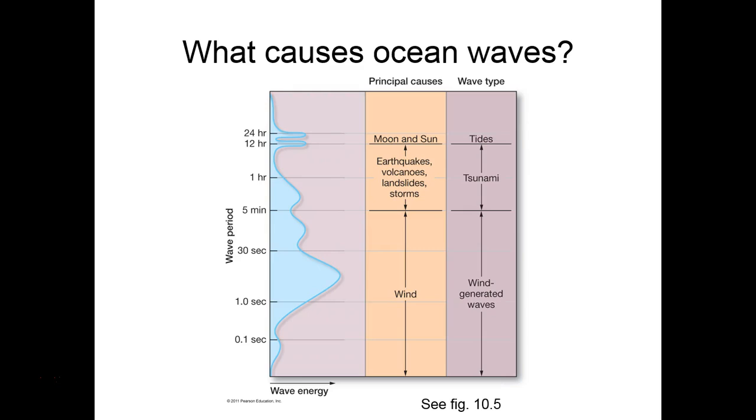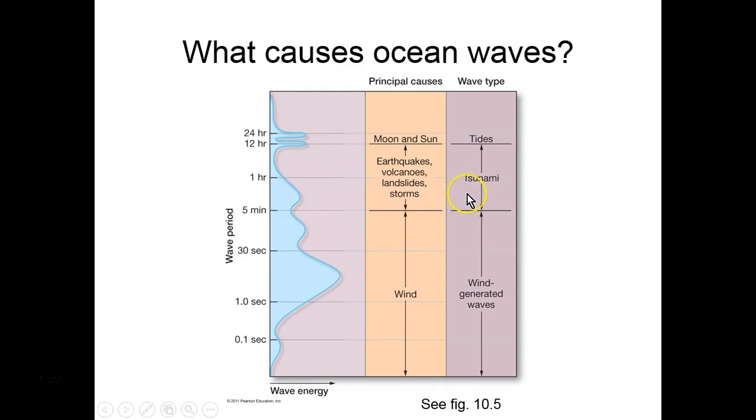Okay, so where do these waves in the ocean come from? Well, there are 3 categories of waves in our ocean. We have waves that are driven by wind, and we call them wind-generated waves, and that's what we're going to be focusing on in this lecture. That essentially means wind is blowing over the surface of the water and creating waves. And those waves usually have a period up to 5 minutes.